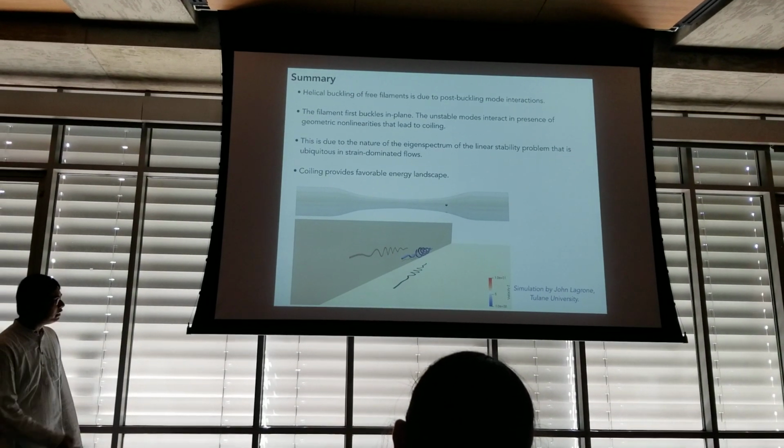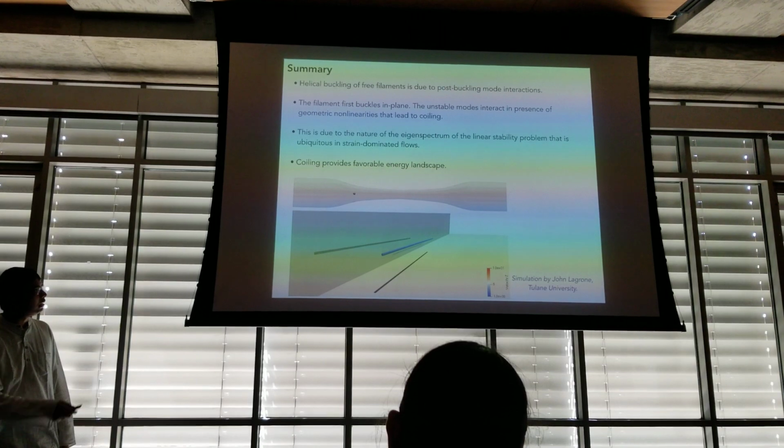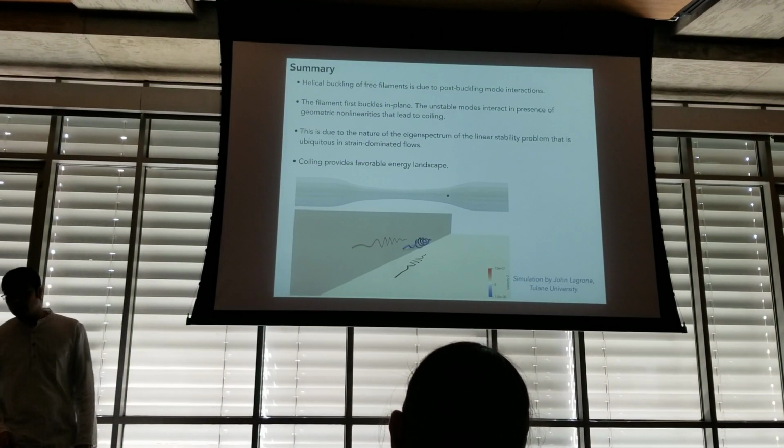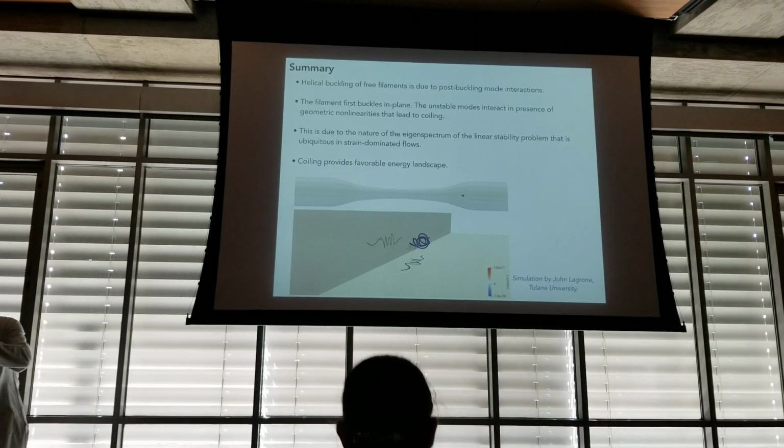I'll just leave you with a movie where you see a non-Brownian filament buckling in an axisymmetric flow, and then there is this helical structure.